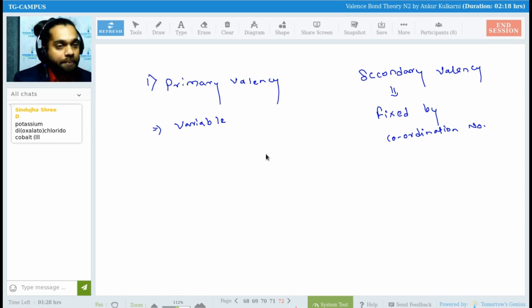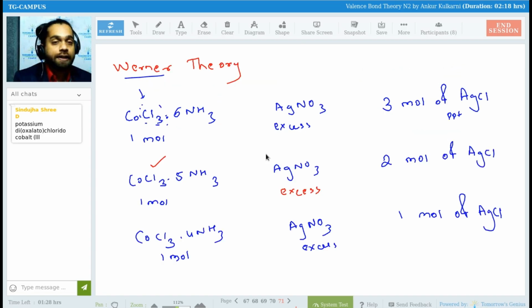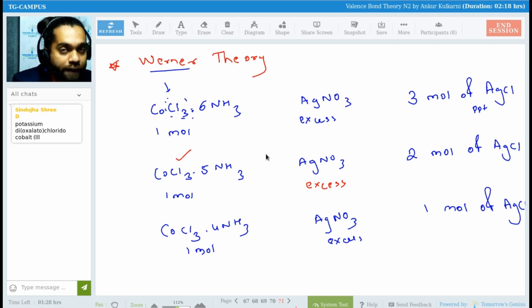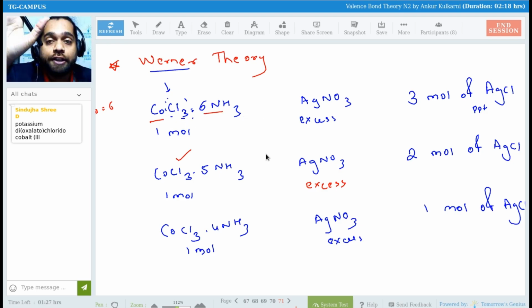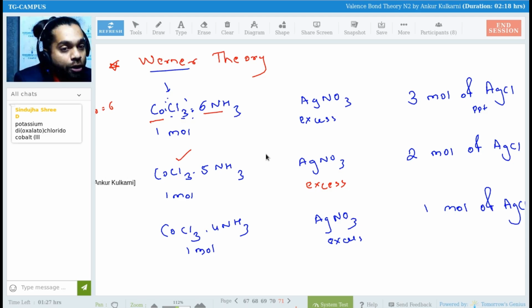Let us come back on the screen. Everyone, look on the screen. Now, over here, cobalt has a fixed valency of 6. No matter what, 6 atoms should be attached to the cobalt. So over here, yes, 6 ammonia are attached. That's why the chloride can go. Over here also, the secondary valency is fixed, that is 6, because the coordination number is 6.